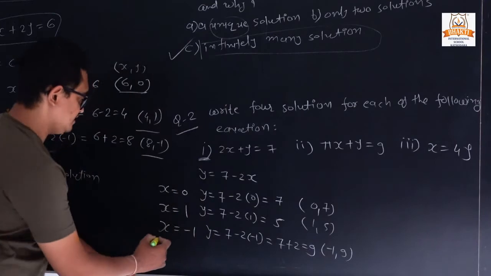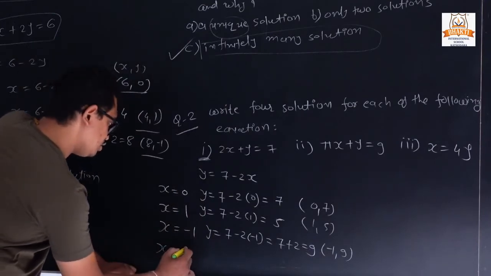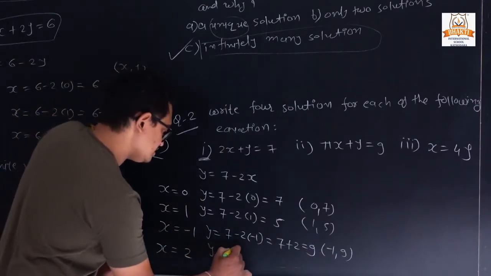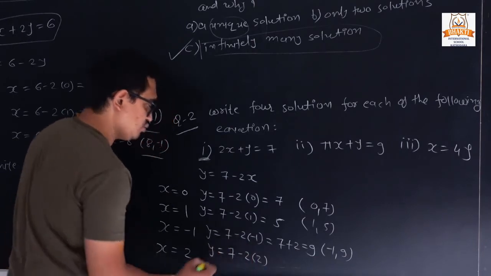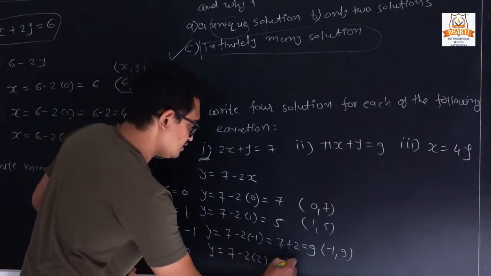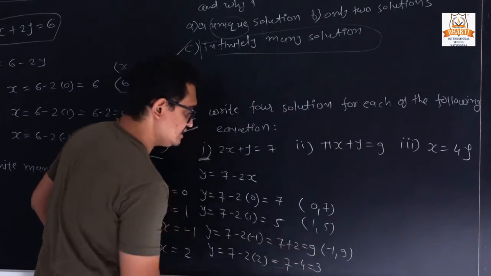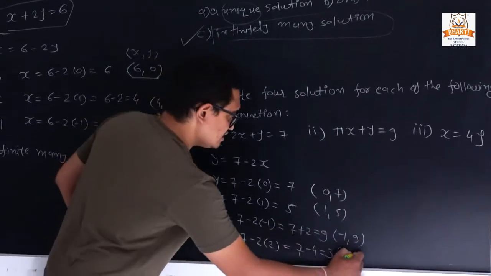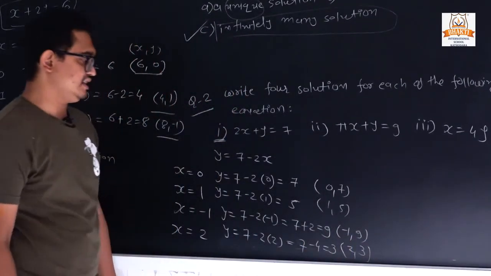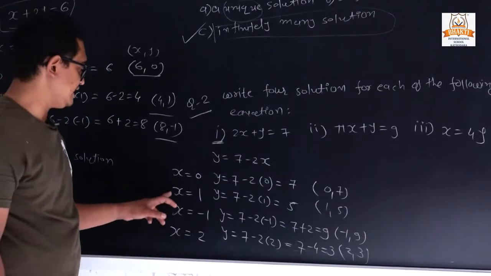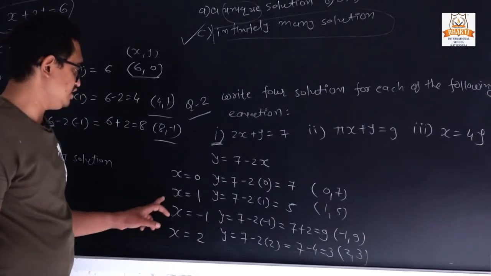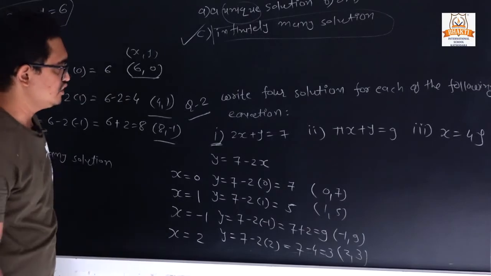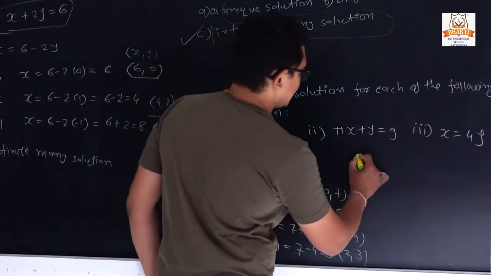And now last, if we put x is equal to 2. So 7 minus 2 in bracket 2. So 2 2s are 4. So the answer is 3. So the last solution is 2 comma 3. So here we get the 4 solutions. Clear? 1, 2, 3 and 4. So you can also make a chart like that.